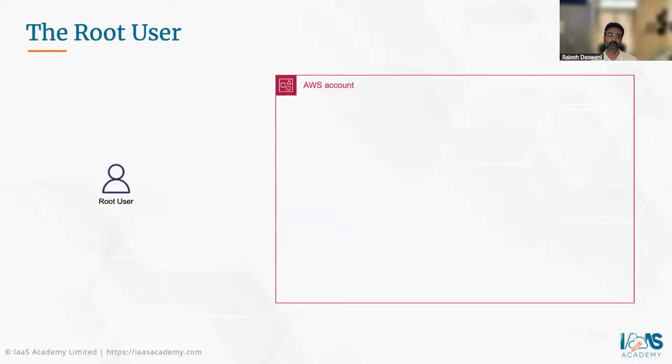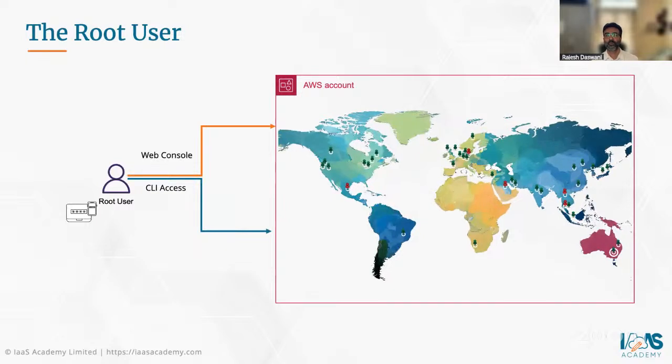So the root user account. Who's the root user account? Well, the root user account is the person that created the AWS account. When you create your AWS account, you will be using an email address and password. And that email address and password is going to be the one that's the owner of the account and the root user of the account.